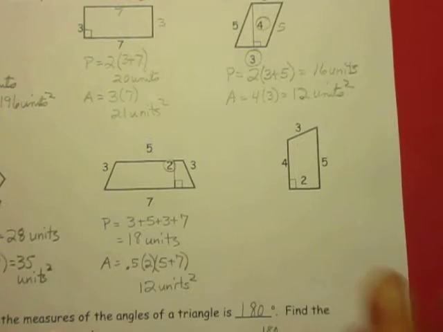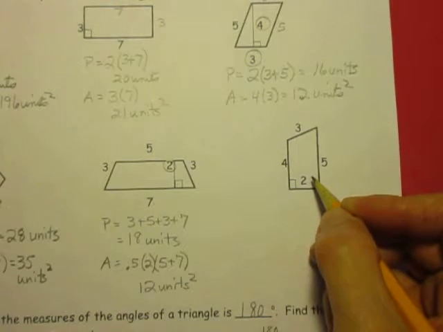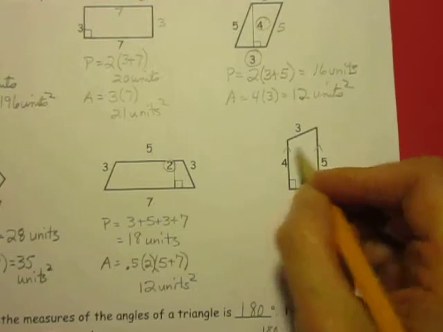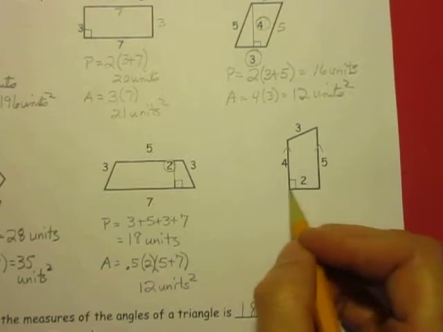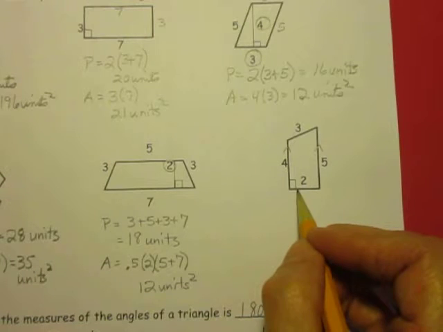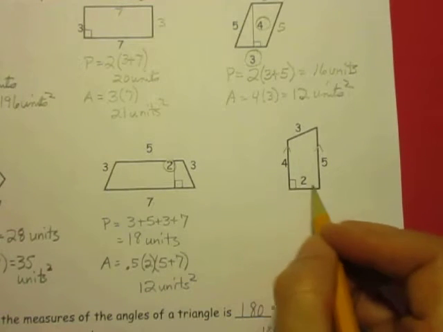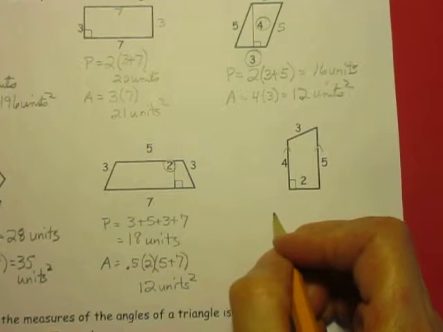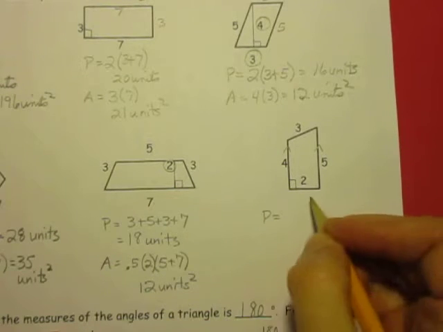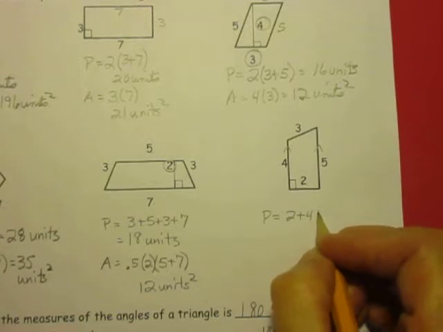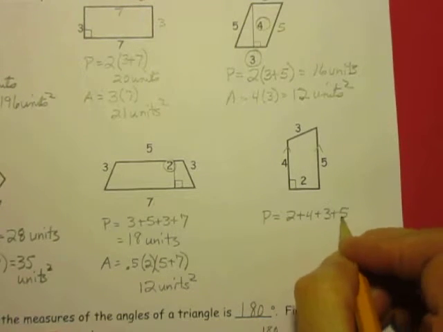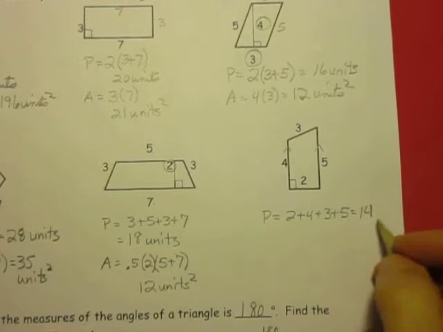Okay, this next one looks a little strange because it's actually a trapezoid. We have 2 sides that are parallel, but it's sitting on its height, or one of its sides, and one of its sides happens to be the height. So that makes that very unique. So my perimeter, I'm adding up all those sides to get 14 units.